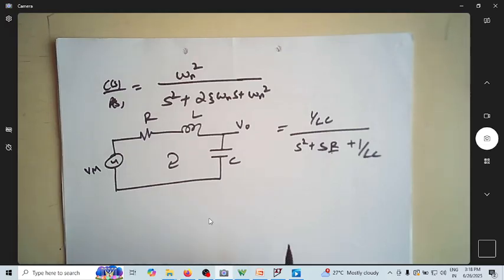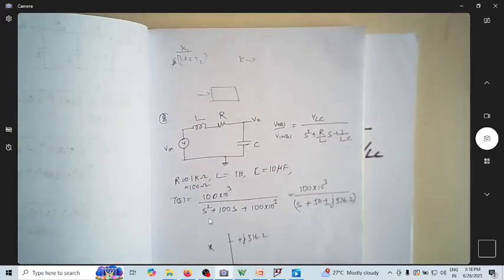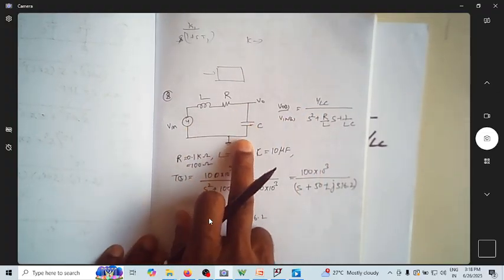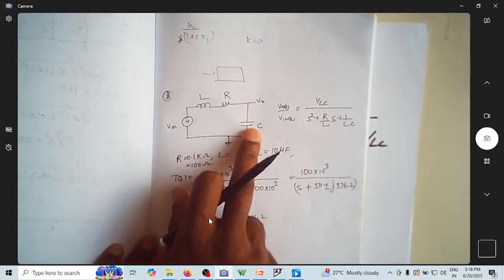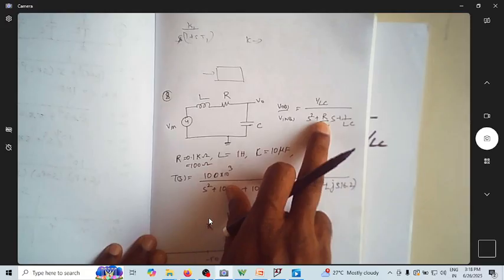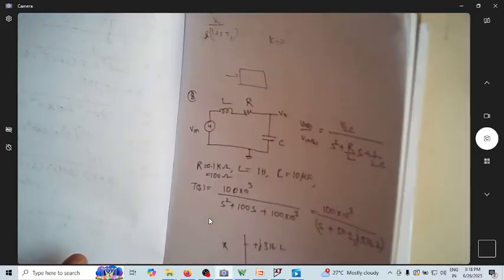Now you have this as R by L. I'm just referring to this. So this is my circuit, an RLC circuit. The output is taken across the capacitor. V naught of S by V in of S is 1 over LC divided by S square plus R by L into S plus 1 over LC.